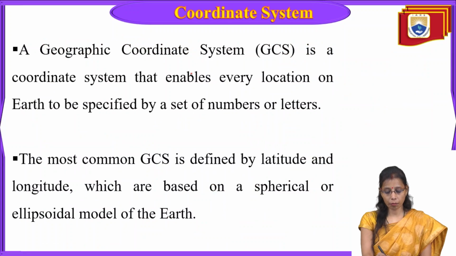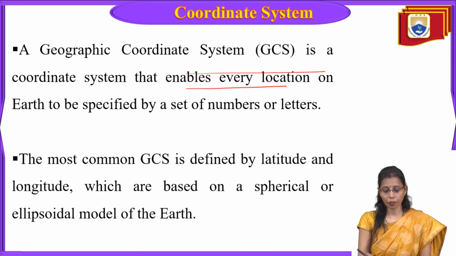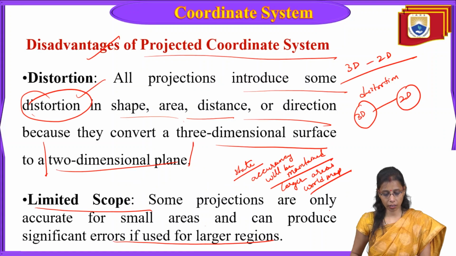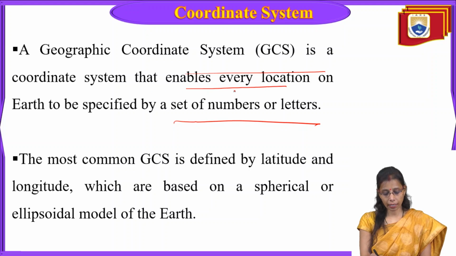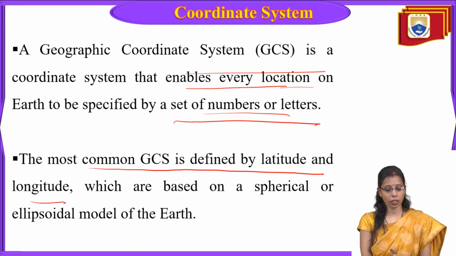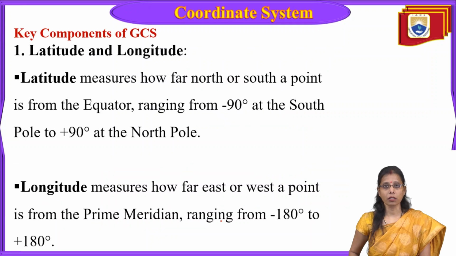So a geographic coordinate system is a coordinate system that enables every location on Earth to be specified by a set of numbers or letters. The most common GCS is defined by latitude and longitude, which are based on the spherical or ellipsoidal model of the Earth. Now, what are some key components of geographic coordinate system? We have latitude and longitude.